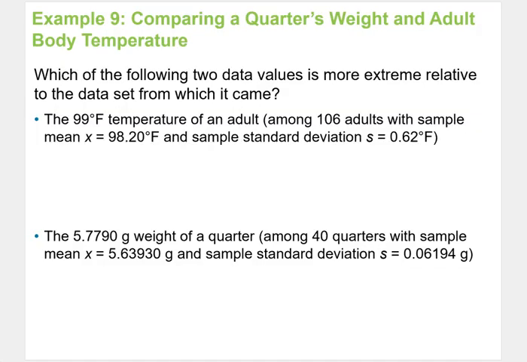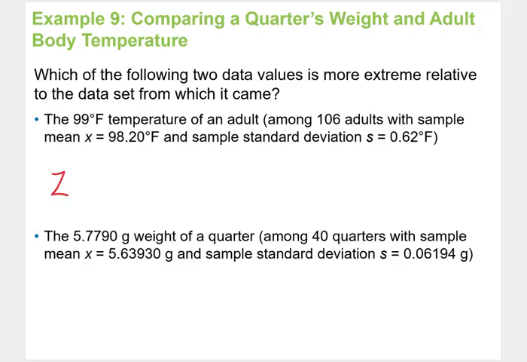All right, so I have 2 examples, and then I would like you to tell me which one is more extreme. So we have our first example, which is an adult that has a temperature of 99 degrees, and they gave you the mean and the standard deviation for those adults. And I'd like you to compare that to a quarter that has a weight of 5.7790 grams. And again, they gave you sample data with the mean and the standard deviation to help you. So press pause and give these a try and find the z-score for each.